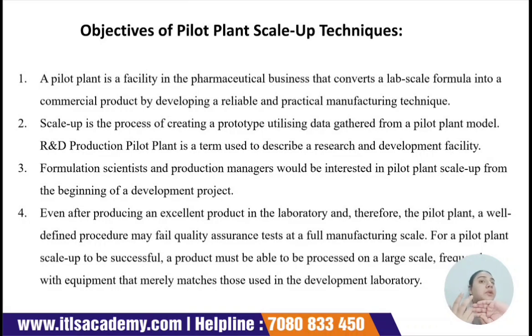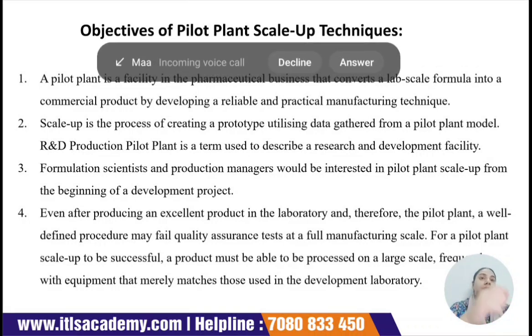So whenever you are doing any scale up, it is generally a process of creating the prototype. Whenever you want to create a prototype, you use the scale up process. Okay, so how is this prototype being created? It is created by utilizing the data that you have gathered from the pilot plant model. Then this R&D production pilot plant is the term used.